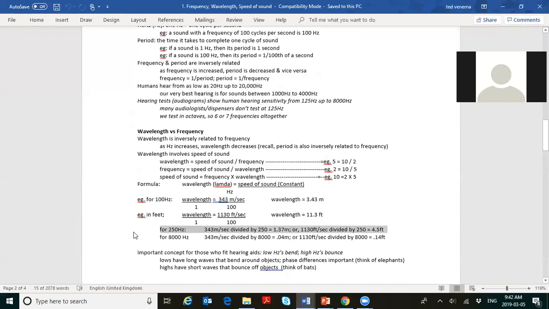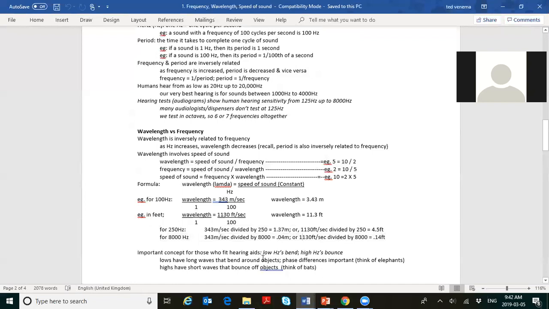But look at 8,000. Look at how high that pitch is. 340 divided by 8,000 is 0.04 meters. Now, what is 0.04 meters? That's about 4 centimeters, 4 fingernails. The width of a fingernail is about 1 centimeter. There's about 2.5 of those in an inch. So 0.04 meters, or 1,130 feet divided by 8,000, is 0.14 feet, very short, about 1/10 of a foot.